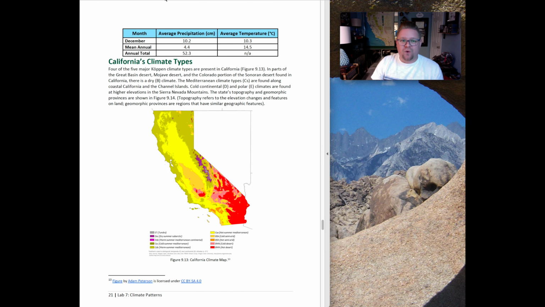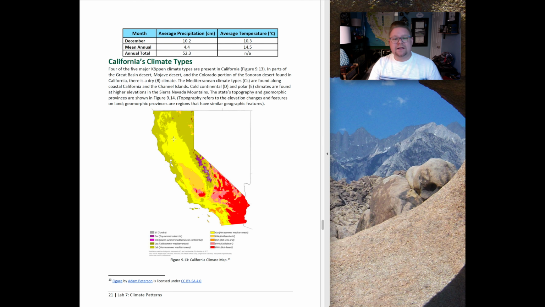So it says here 4 of the 5 major Köppen climate classifications are present in California, as seen below. In parts of the Great Basin Desert, Mojave, the Colorado, we'll find that there's tremendous amounts of B or arid climates. We'll find Mediterranean climates. We'll find areas of cold continental and also climates of higher elevation are also observed in this map. Like I said, we can go surfing and snowboarding in the same day.